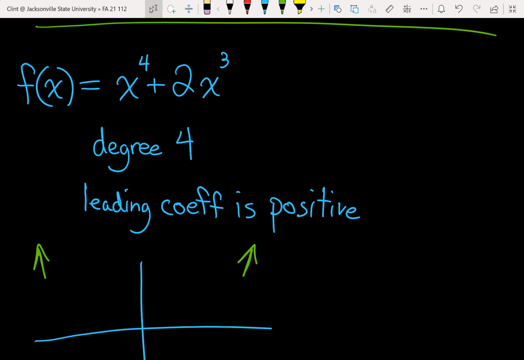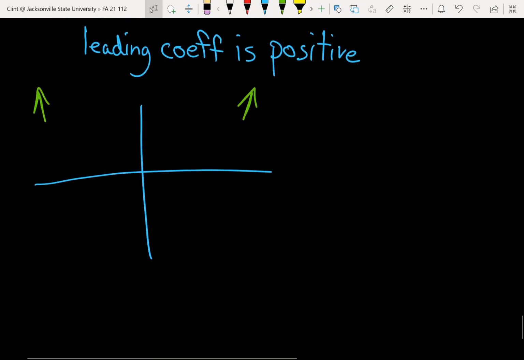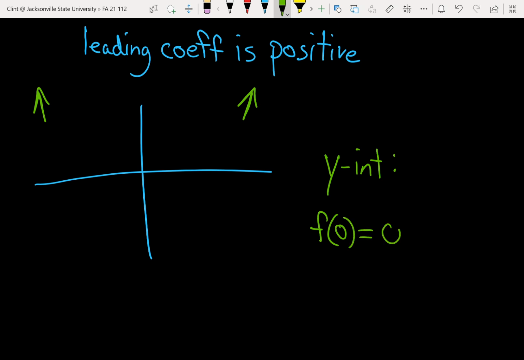The first term will be 0. Second term will be 0. So again, we get 0. So our y-intercept, I'll write down what we're doing there. We're going to find f of 0, which gives us 0. So our y-intercept is at 0, 0 again. So that point's on the graph.